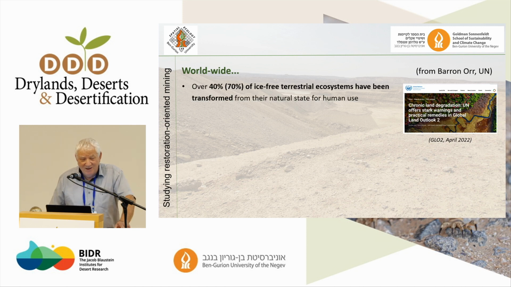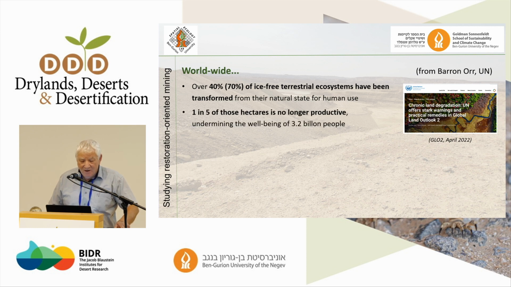Over 40%, if not 70% if we take into account all the indirect effects, of ice-free terrestrial ecosystems have been transformed from their natural state for human use. This is huge, and we see all the impact and consequences of that. 1 in 5 of those hectares is no longer productive. We're talking about 20%, undermining the well-being of 3.2 billion people in the world.